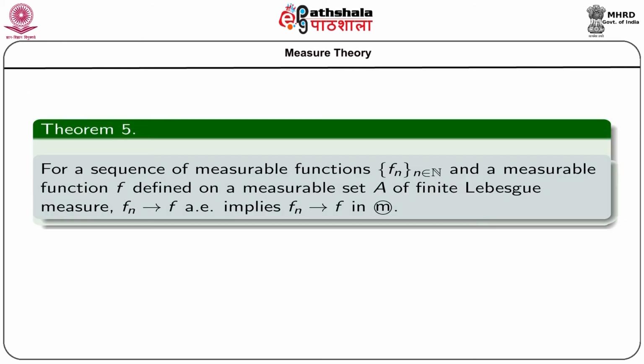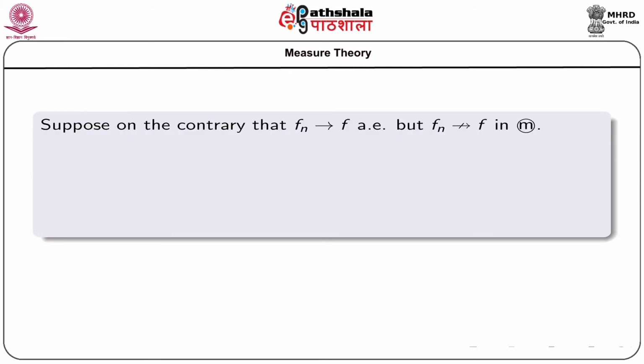Next, we give a very important result which states that for a sequence of measurable functions f_n and a measurable function f defined on a measurable set A of finite Lebesgue measure, if f_n converges to f almost everywhere, then f_n converges to f in measure also. Observe that in the last example, the set N on which the functions are defined is a set of infinite measure. We proceed to prove the assertion in this way.